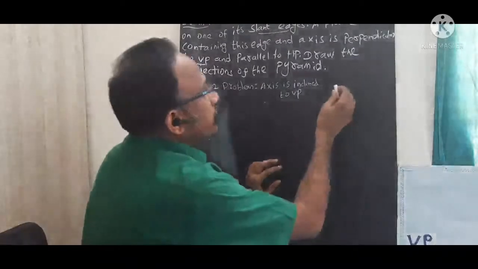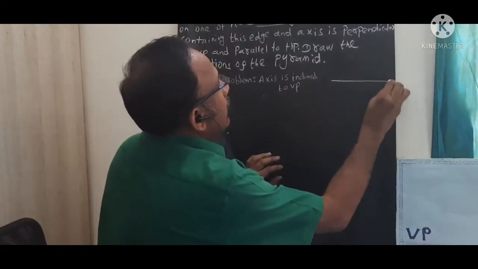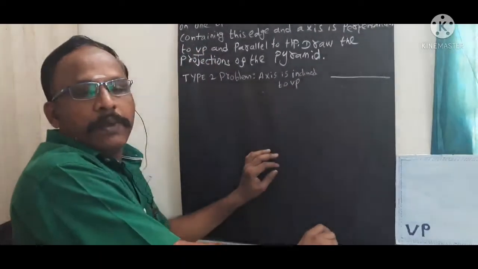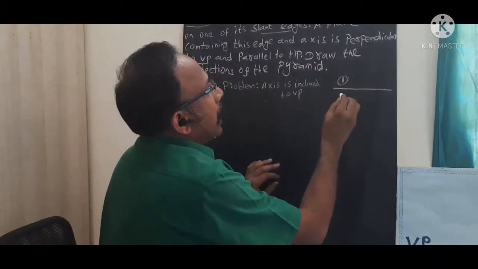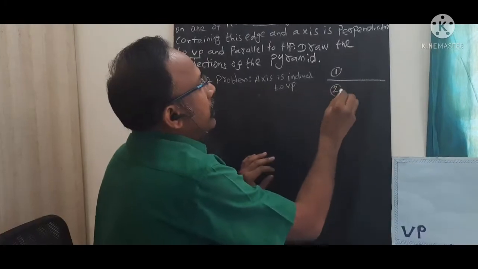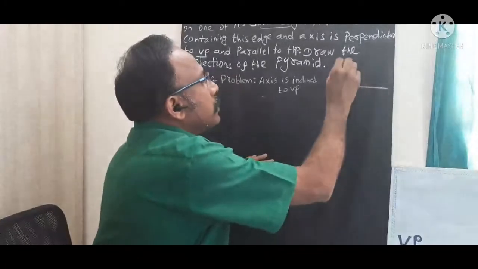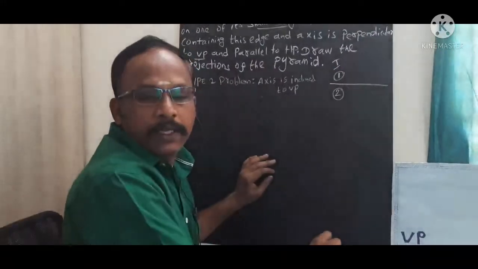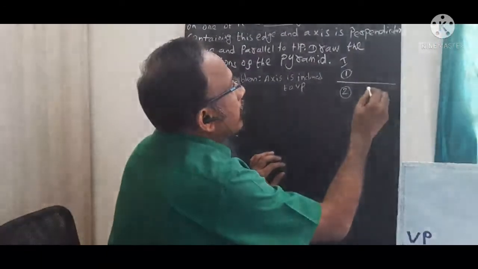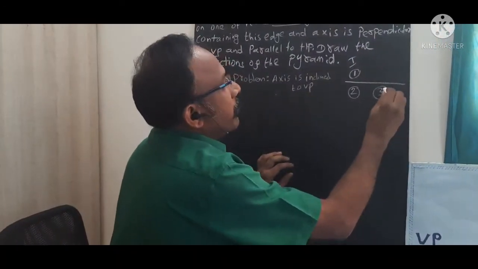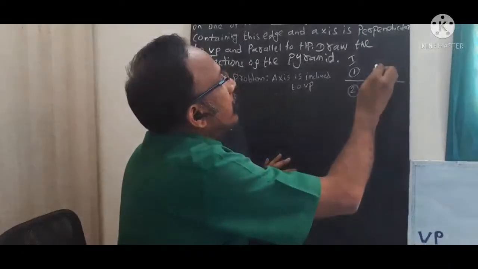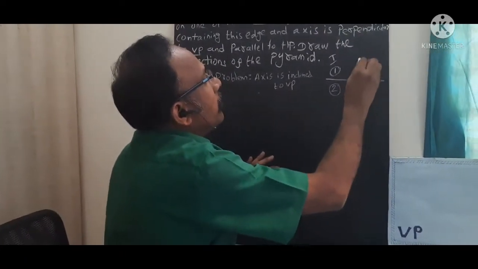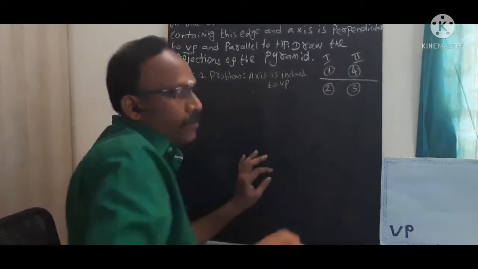So what are the steps to solve this problem? Axis inclined to VB means first you start with the front view and you go with the top view. This is stage number 1. Then you tilt for the conditions given, you draw the final top view, then you go with the final front view. This is stage number 2.